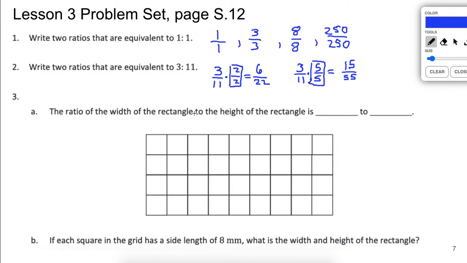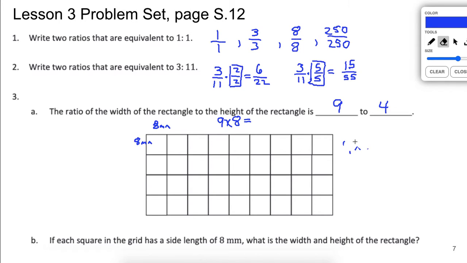Okay, let's look at 3 here. The ratio of the width of the rectangle to the height of the rectangle is, so we have 1, 2, 3, 4, 5, 6, 7, 8, 9. So our width is 9, and our height is 4. So that's our ratio of width to height. Now, if each square in the grid is 8 millimeters, what is the width and the height? So they're saying if this is actually 8 millimeters, and this is 8 millimeters, what's the actual width and height of this? So we're just going to multiply each one of these by 8. So 9 times 8 would give us our width.